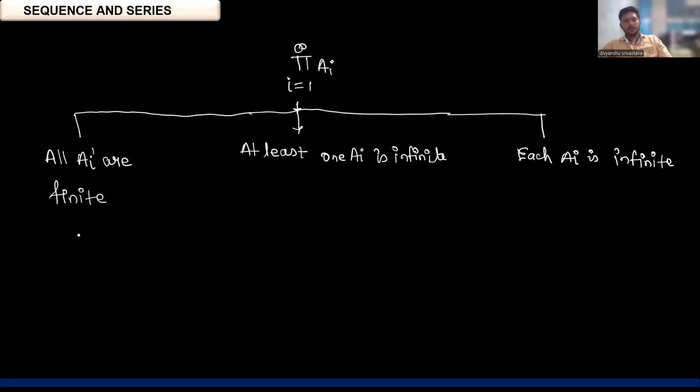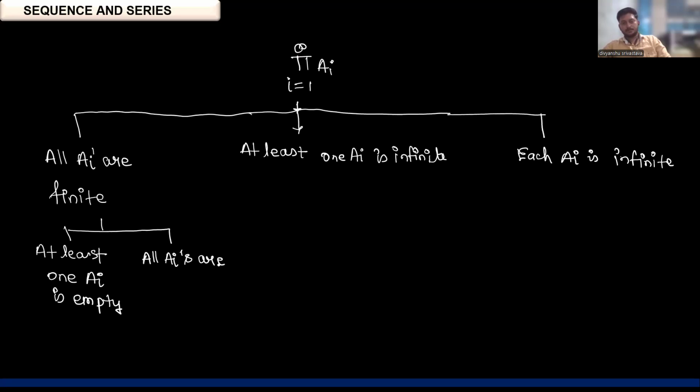When the Ai are finite, there are two things. First, at least one Ai is empty. Second, all Ai are non-empty.